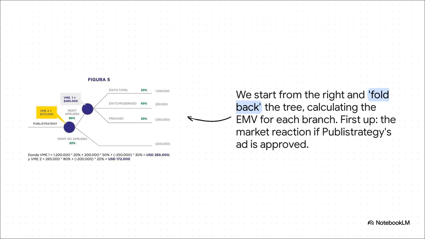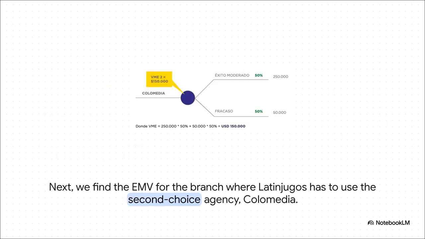First, let's calculate the EMV for the market reaction if they get their top ad agency, Public Strategy, and the ad gets approved. We multiply each outcome by its probability, and boom, we get an EMV for this little branch of $265,000. Now we do the exact same thing for the other major branch. What if they have to use their second choice agency, Cola Media? Again, we multiply the success and failure outcomes by their 50-50 probabilities.